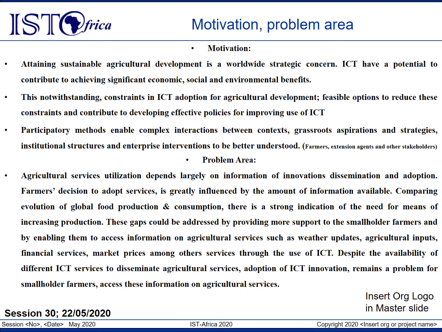These gaps can, however, be addressed by providing more support to the smallholder farmers and by enabling them to access information on agricultural services such as weather updates, agricultural inputs, financial services, market prices, among other services through the use of ICT. Despite the availability of different ICT services to disseminate agricultural services, adoption of innovation remains a problem for smallholder farmers to access this information on agricultural services.